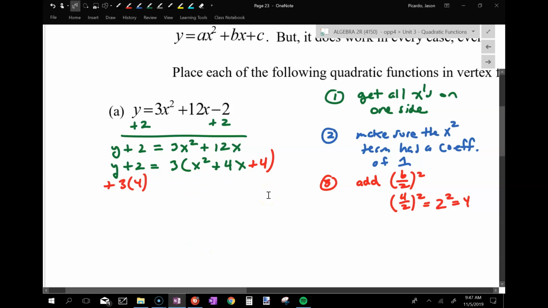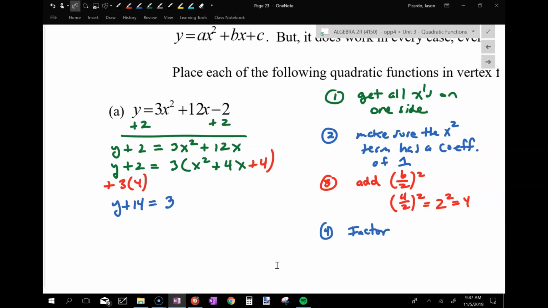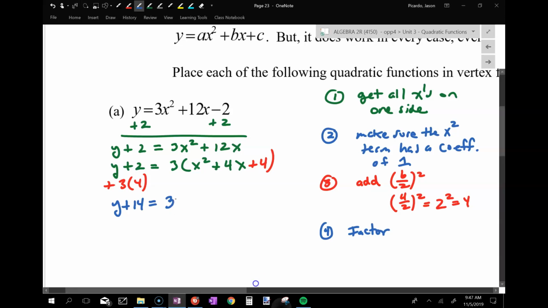Now, my next step is going to be to factor. Well, what does this left-hand side become? I have y plus 2 plus 3 times 4. So I have y plus 12 plus 2, which is what? 14, right? Equals 3 times. All right, factor. 2 numbers that multiply to be 4 that add to be 4. 2 and 2. Guess what? Those numbers are always going to be the same. Always.